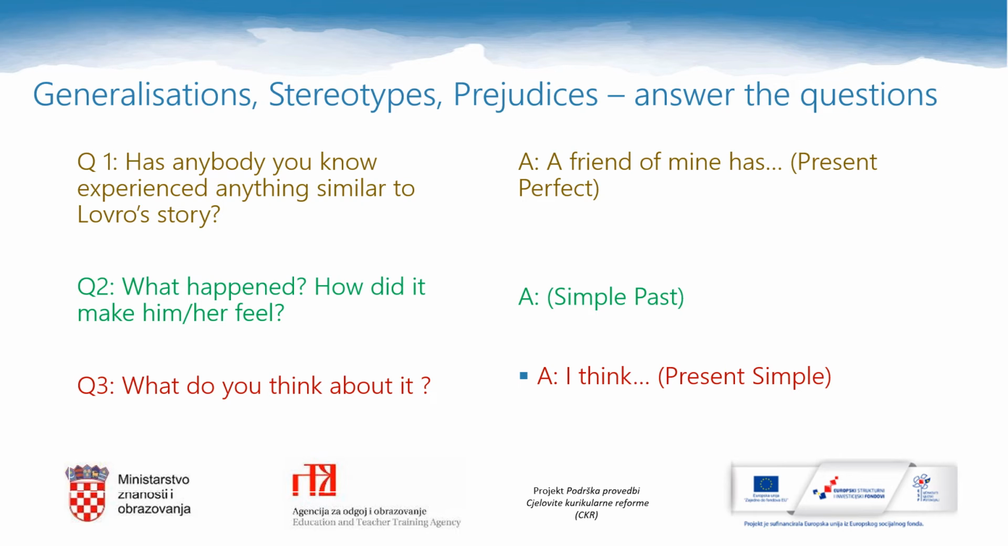Question 3. What do you think about it? Now that you think about that experience and how similar it is to Laura's story and how it fits into our definitions of cultural identity, stereotype, prejudice, and generalization, what do you think about it? In your notebook, start your answer with I think. Please use the present simple. Please pause this video, think about how you can answer these questions, and write your answers in your notebook. If you need, you can consult the story, the text for reading from the previous slide.